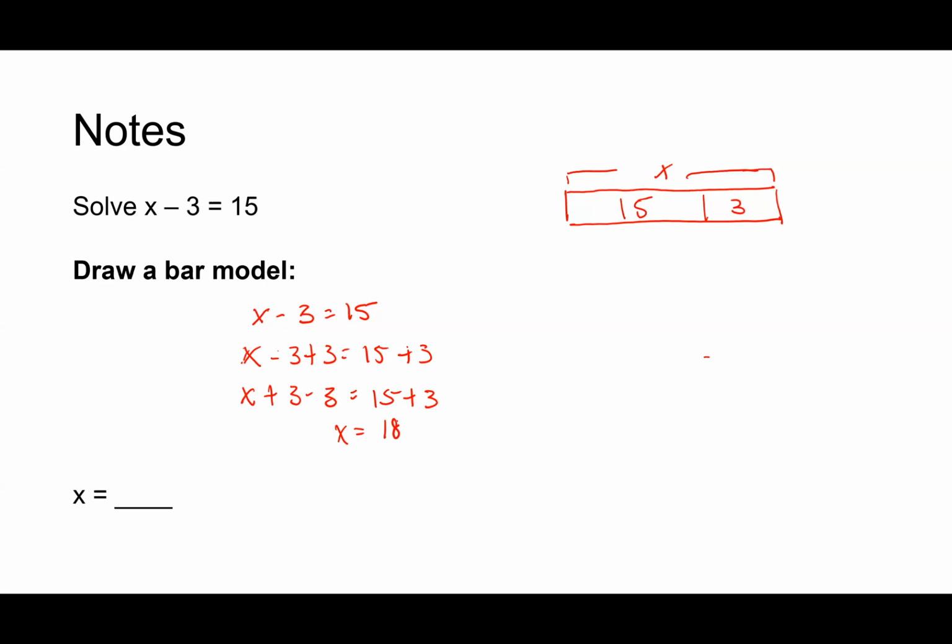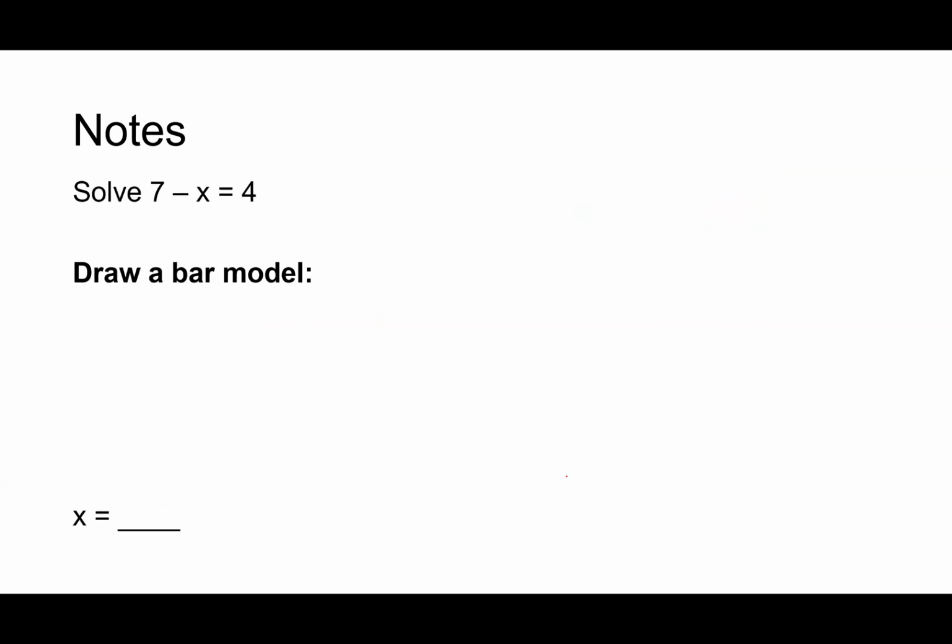Okay, let's do another one. All right, draw a bar model. Now we have 7 minus x equals 4. What's our whole this time? We draw a part whole. Declan? 7. It's 7. Good. Okay, let's draw our bar model over here. Okay, what goes in my parts? McKinley. X and 4. Great job.